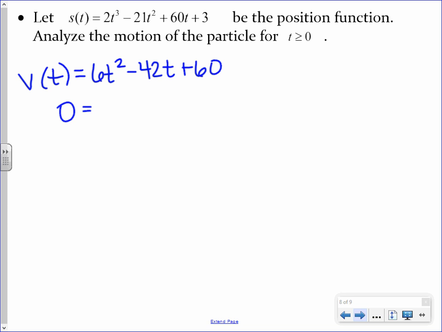Can I divide that right side by 6? Oh, look at that. So much nicer, isn't it? So t minus 2, t minus 5.